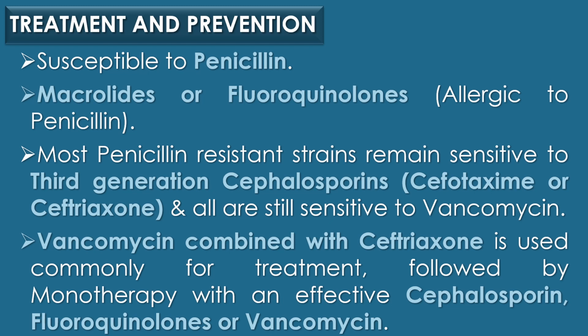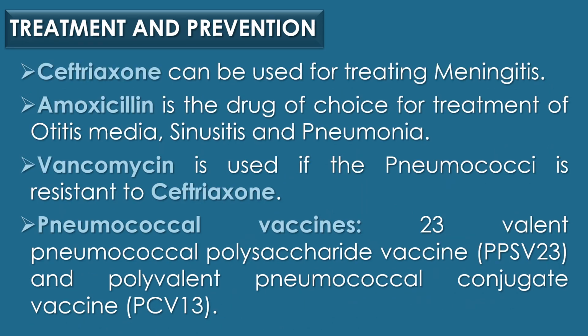Vancomycin combined with ceftriaxone is commonly used for the treatment, followed by monotherapy with an effective cephalosporin, fluoroquinolone or vancomycin. Ceftriaxone can be used for treating meningitis. Amoxicillin is the drug of choice for treatment of otitis media, sinusitis and pneumonia. Vancomycin is also used if the pneumococci are resistant to ceftriaxone.